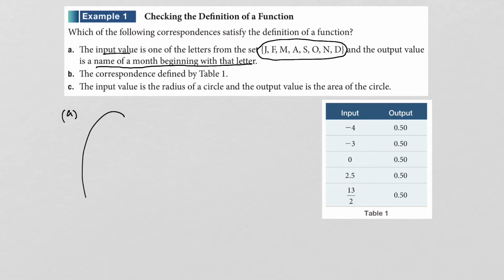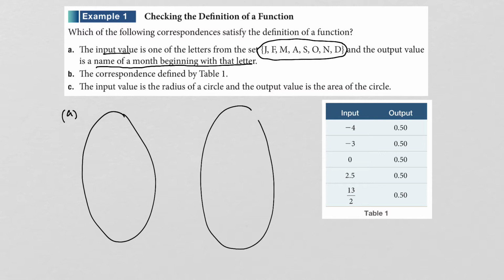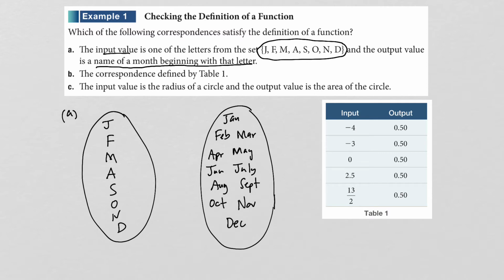So let's go ahead and draw the set representing all the input values and the set over here representing all the output values. In the first set, we are going to have all of the letters, so J, F, M, A, S, O, N, and D. And in the second set, we're going to have all of the months of the year. So here we have all of those. Now what we need to check is, do each of the elements of the first set go to exactly one element of the second set?